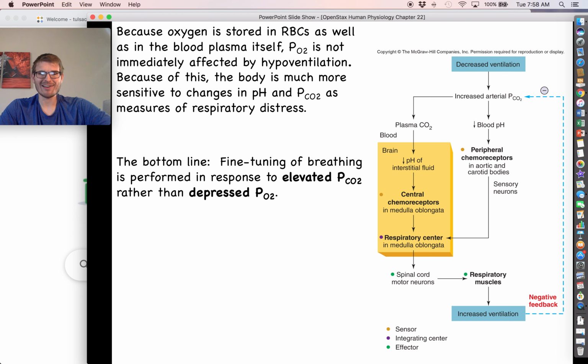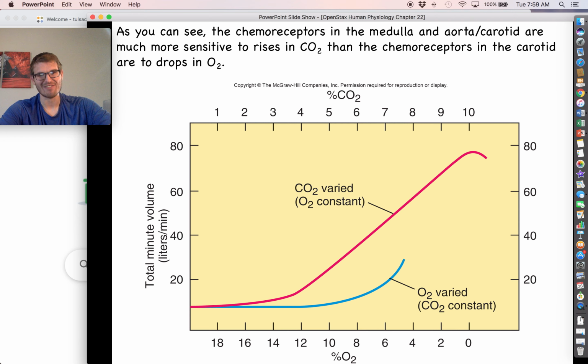So the bottom line here is that our fine-tuning of our breathing rhythms is usually performed in response to elevated carbon dioxide rather than depressed oxygen. If you are not breathing enough, your carbon dioxide levels are going to go up long before your oxygen levels ever start to drop off. So our most sensitive respiratory mechanisms are fine-tuned to respond to carbon dioxide changes instead of oxygen. You can see in this graph how this is true.